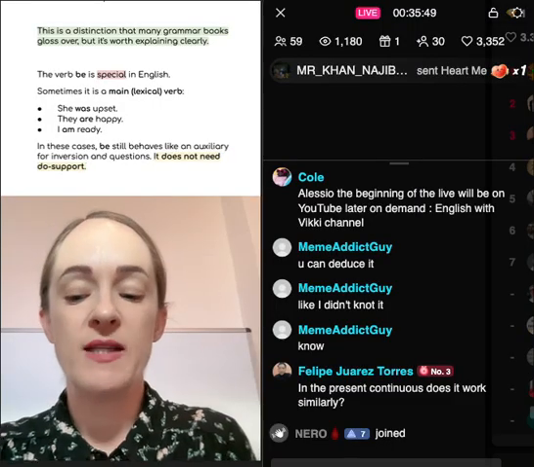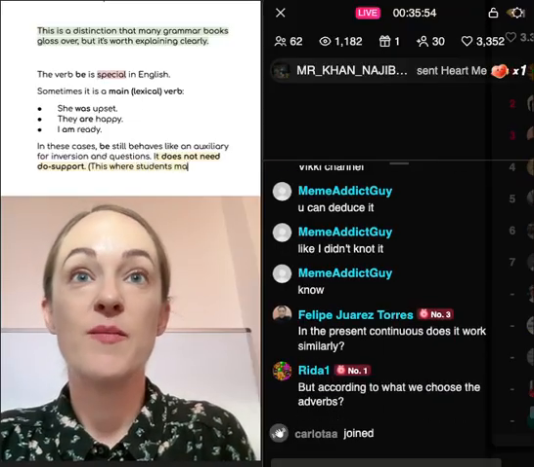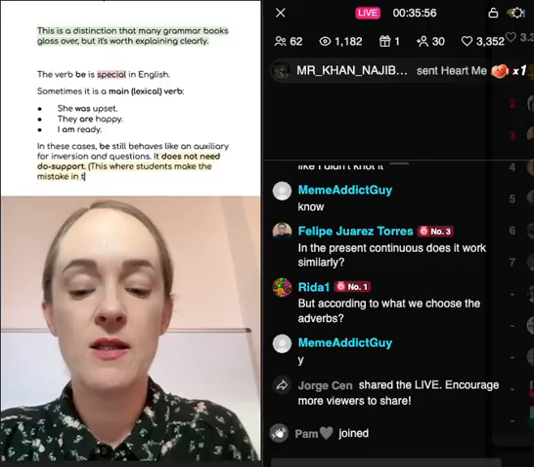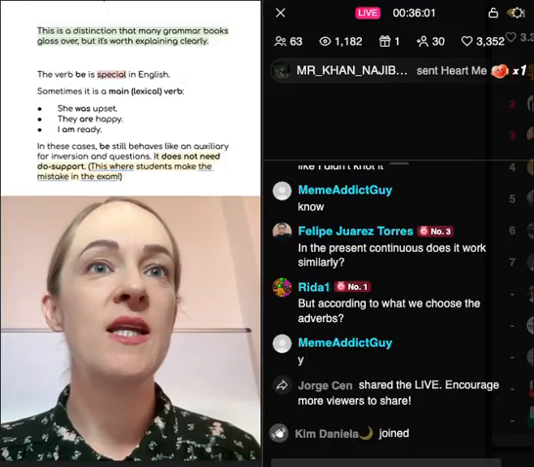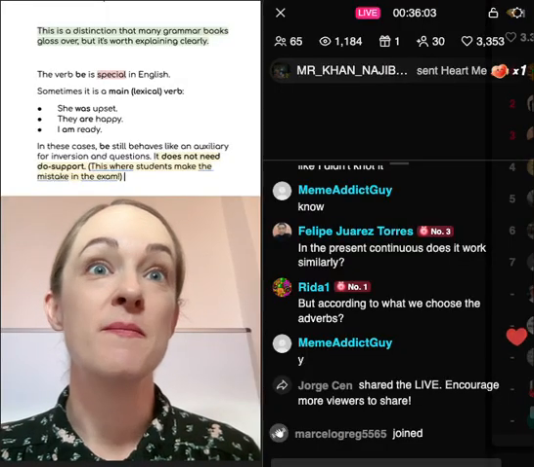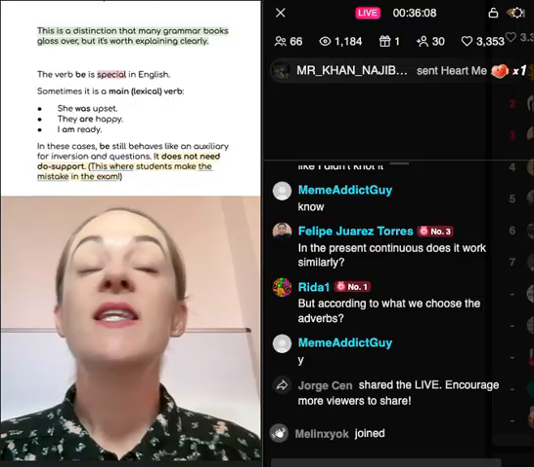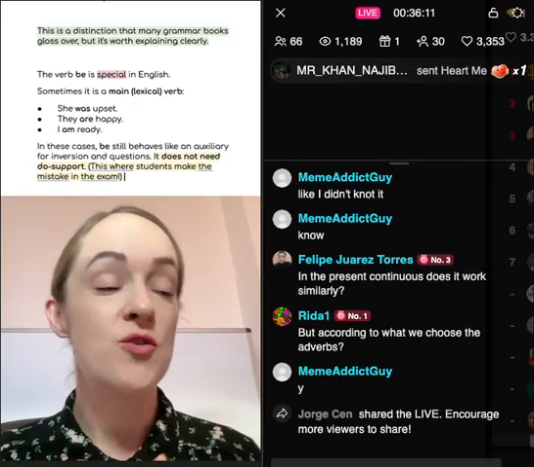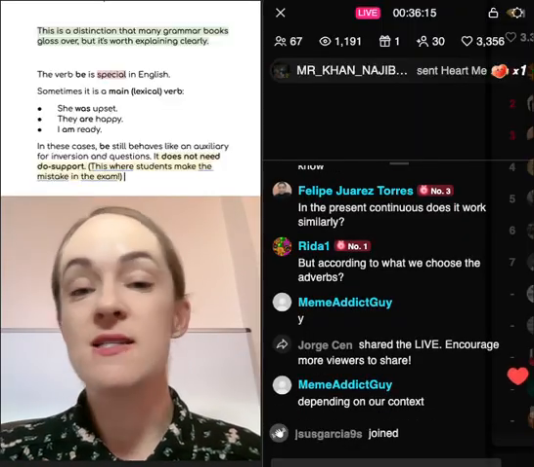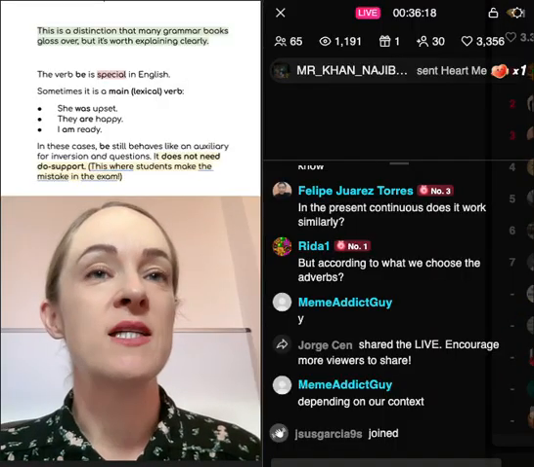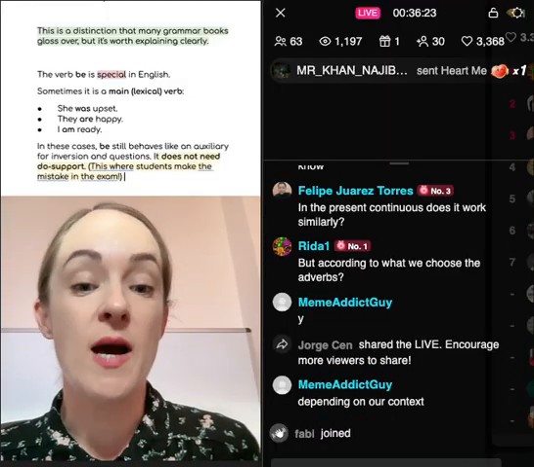This is where students make the mistake in the exam. They try to put do in here with be. According to what do we choose? The adverbs. According to the adverb, well, if you're speaking at work or something, you choose the adverb. If it's in an exam, they will give you the adverb and tell you to restructure the sentence. That's usually what happens.